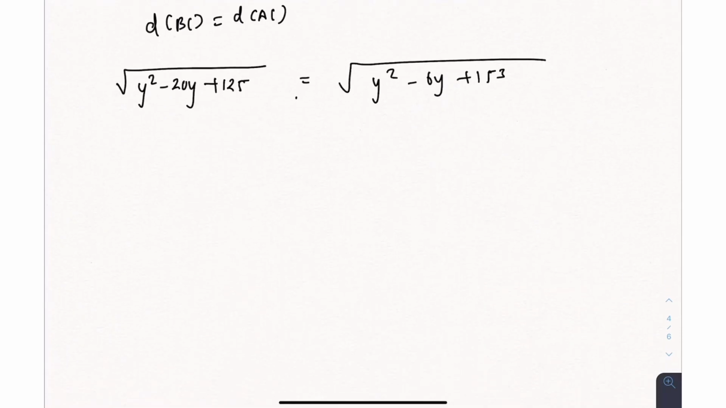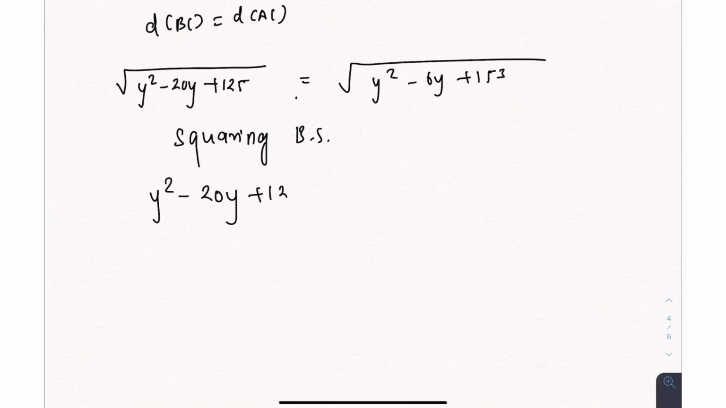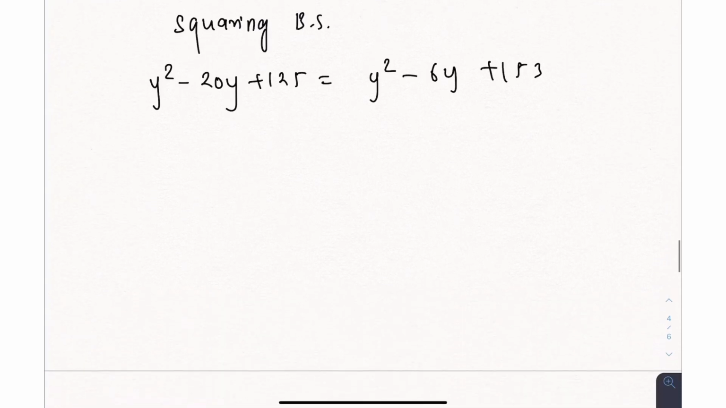Obviously, the unknowns are inside the square root. So your next step should be squaring both sides. We get y square minus 20y plus 125 is equal to y square minus 6y plus 153. So we can bring all the terms on one side. So y square minus 20y plus 125, and we shift y square minus 6y plus 153 to the left hand side. Their signs are going to change.